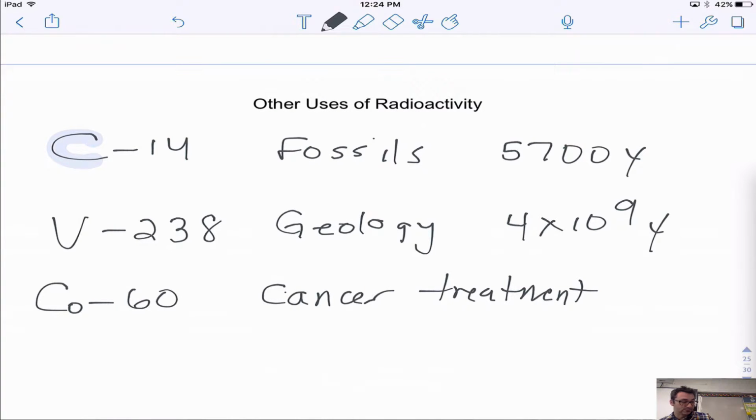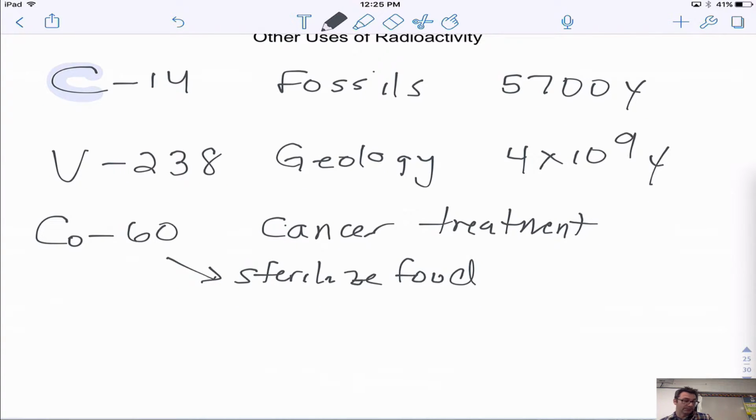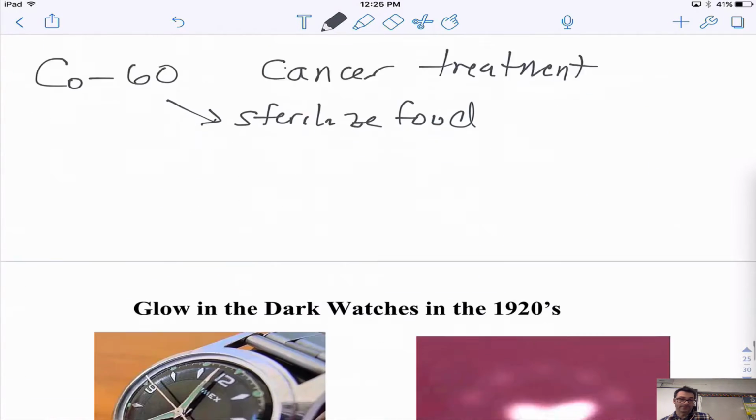Cobalt-60 and other isotopes can actually also be used to sterilize food. And so if you bombard food with the radiation, then it will kill microorganisms, make it safer to eat. You're not adding it to the food, you're just exposing the food to the radioactive rays, which doesn't make the food radioactive. It just kills any organisms that are there. Okay, so these are some common uses. The Regents likes to bring this up quite a bit.